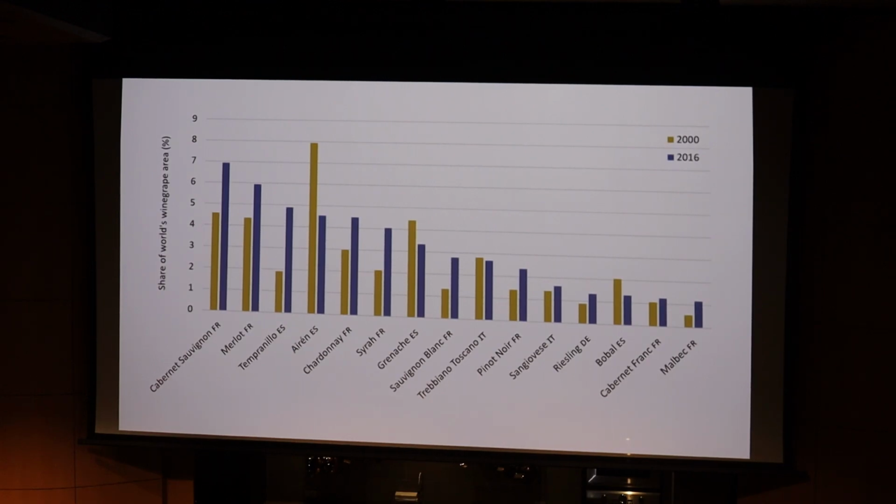But look at Cabernet Sauvignon, Merlot, Chardonnay, Shiraz, Sauvignon Blanc, Pinot Noir, Cabernet Franc, and Malbec. The surface of all these varieties has increased quite a lot during this period. And that is something that we have seen in the past few decades. There's a trend, a shift towards French varieties, some key French varieties. And I will show you a good example of this.